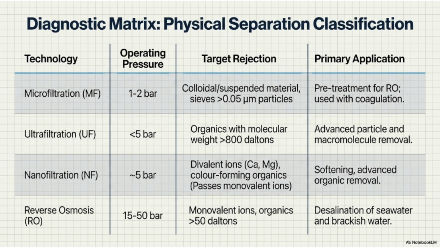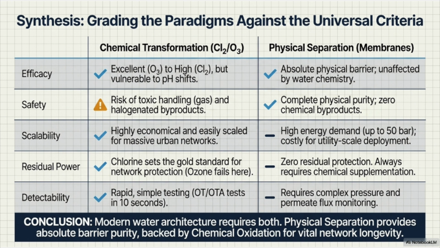Reverse osmosis targets monovalent ions and organics greater than 50 daltons, and its primary application is the desalination of seawater and brackish water. Finally, let us synthesize and grade these two paradigms against the 5 universal criteria we discussed earlier. In terms of efficacy, chemical transformation using chlorine or ozone is excellent to high, though vulnerable to pH shifts, while physical separation using membranes provides an absolute physical barrier that is unaffected by water chemistry.